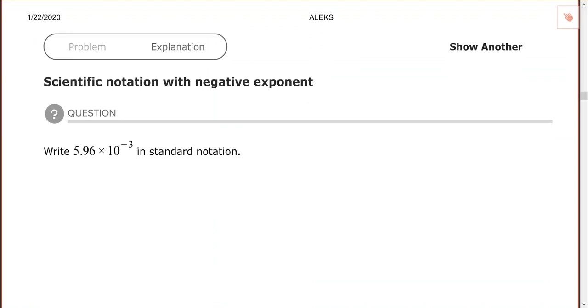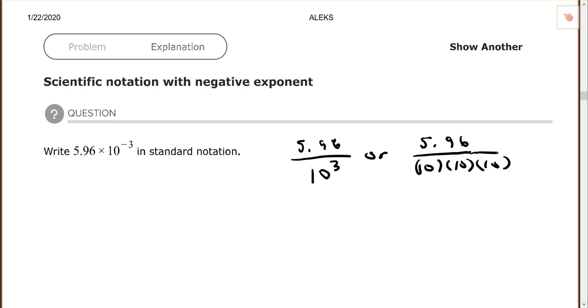Okay, now scientific notation with a negative exponent. So if I want to write this in standard notation, and I have 10 to the negative third, remember, going back to our exponent rules, that to make an exponent positive, I could really write that as 5.96 divided by 10 to the third, or if I broke it down even more, 5.96 divided by 10, 10, and 10 again, or 5.96 divided by 1,000.